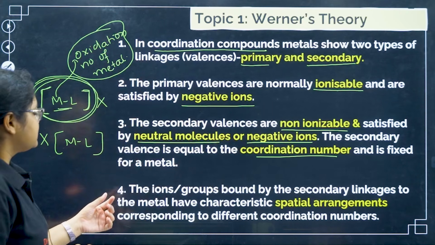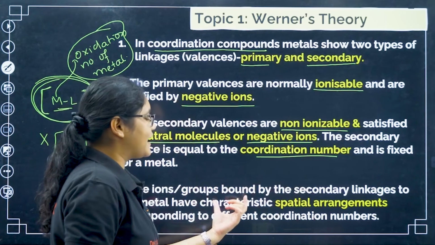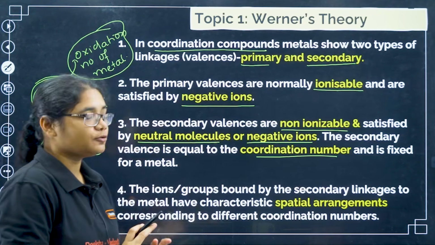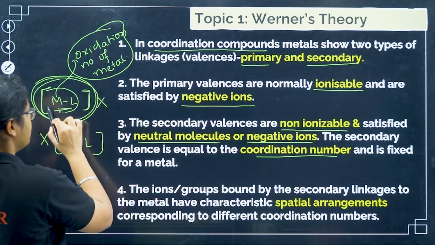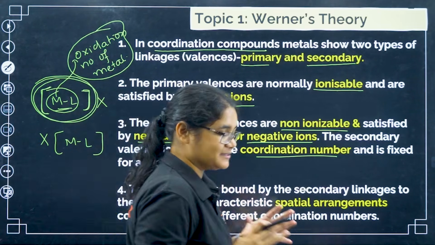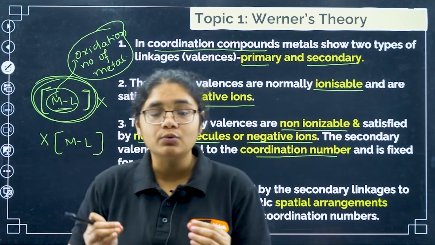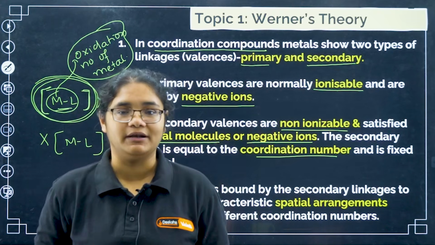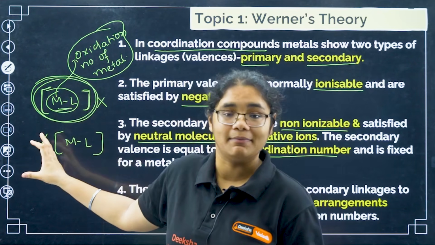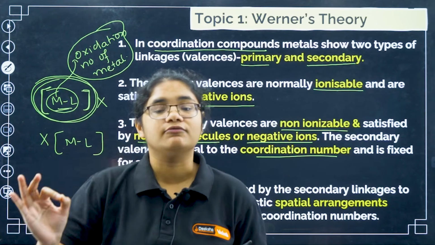Okay. Next, the ions or groups bound by the secondary linkages to the metal have characteristic spatial arrangements corresponding to different coordination numbers. So based on this metal-ligand bond, we have different types of geometries. If there are 4 ligands bound, there will be a specific shape. If there are 6 ligands bound, there will be a specific shape. If there are 2 ligands bound, it will have a specific geometry. So how many ligands are bonded to the metal, the secondary valency, decides the geometry of the molecule.